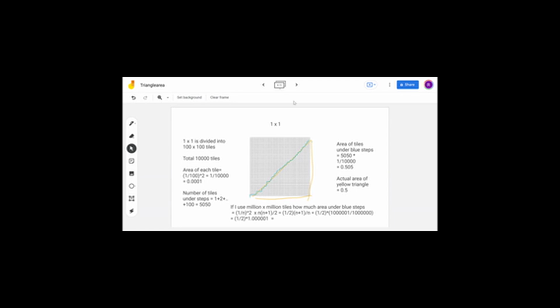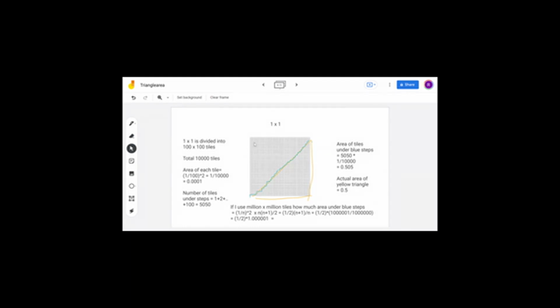And now, if we use million by million, how do we get the area of all the tiles under the steps? Can someone explain this? What are we doing if we get a million by million? Now we'll get an even better answer than 0.505. Why?